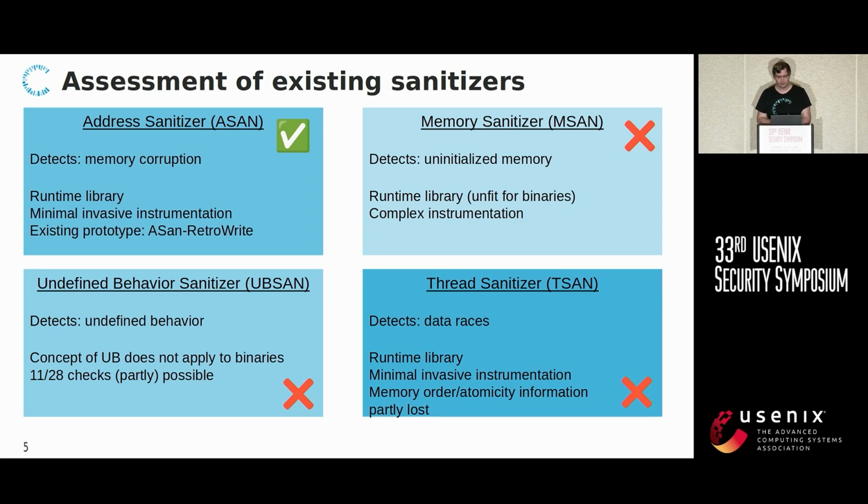We looked at the 28 checks in USENIX and found only 11 that were at least partly possible to implement on a binary level. Finally, this leaves us with thread sanitizer, which detects data races. And that one is actually really close to ASAN, or very similar, as it also has a runtime library which does the actual error detection, and the instrumentation isn't too complex.